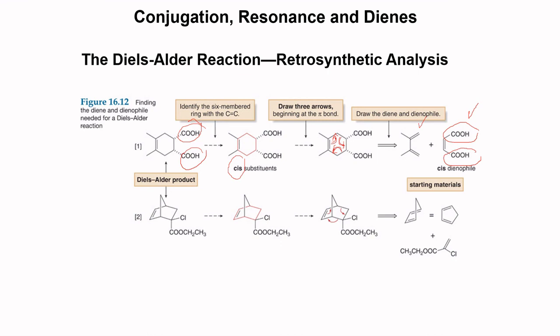And then let's say we have a Diels-Alder product, which is this one, we know that it has a bridge. Okay, so the new ring is the one drawn in red color. So this is the new ring, and then we draw the 3 arrows, and then what we get is this is the diene, and then this is the dienophile.